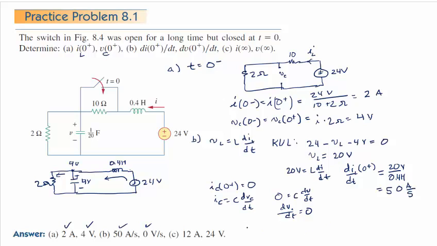Part C, we have to find what's happening at infinity. So at infinity, this is now an open circuit here, so it goes away. Delete. That one's open, and the other thing at infinity, this guy right here, is now a short circuit.